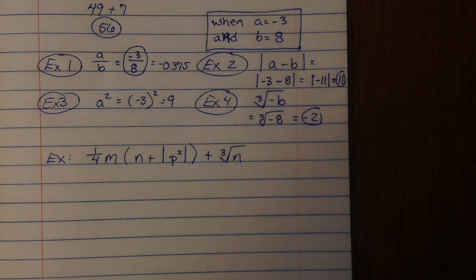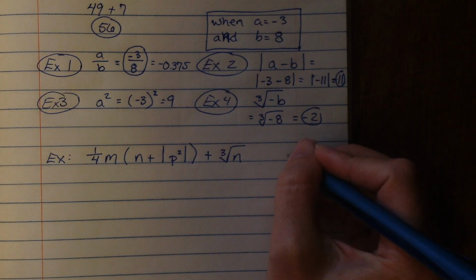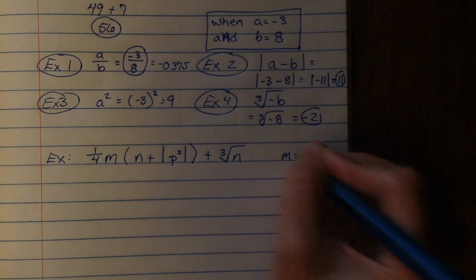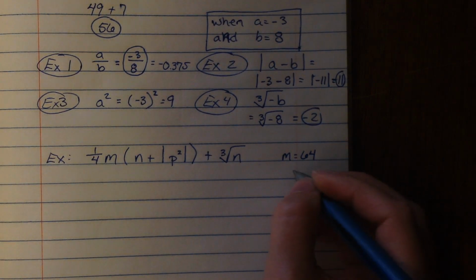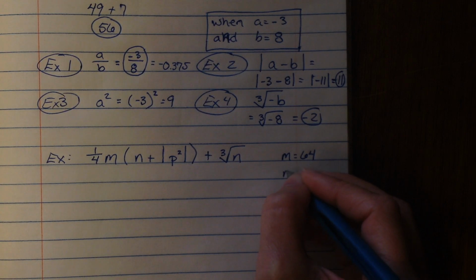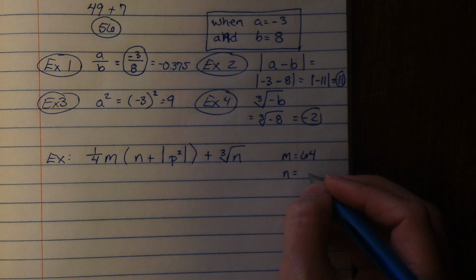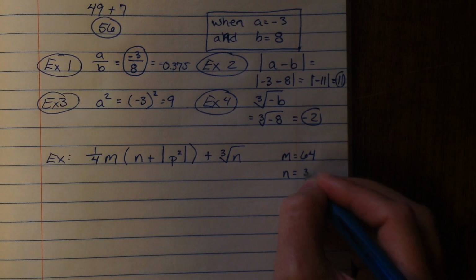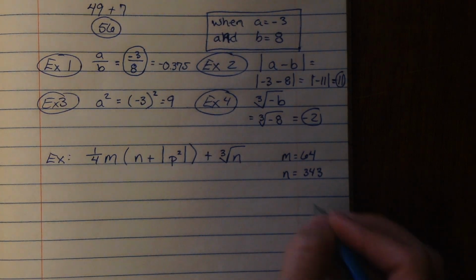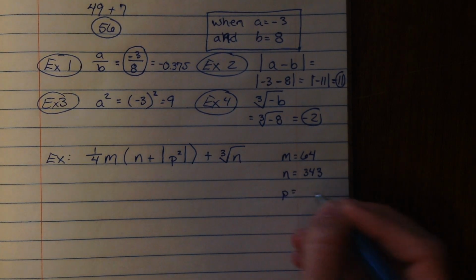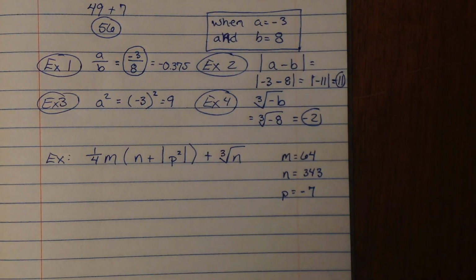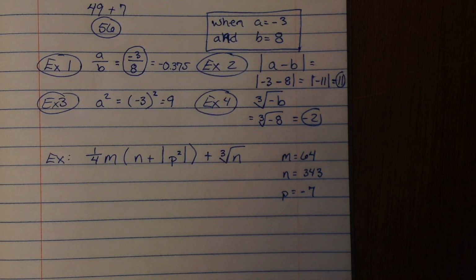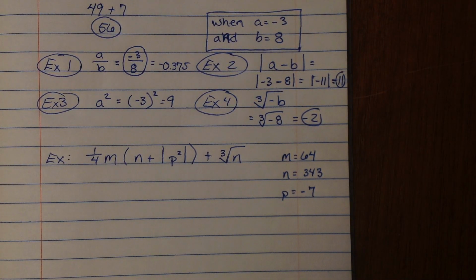So we want to evaluate this when we have the following. We have m equal to 64, n equal to 343, and p equal to negative 7. All right, and so the first thing, remember, is always just to plug in your numbers.